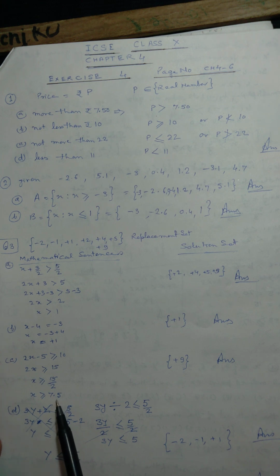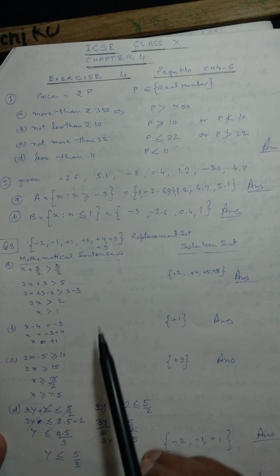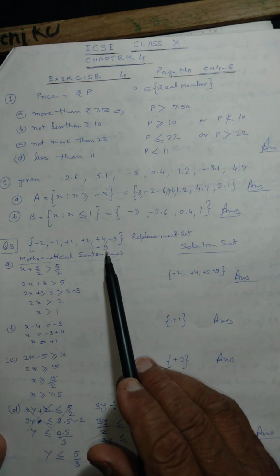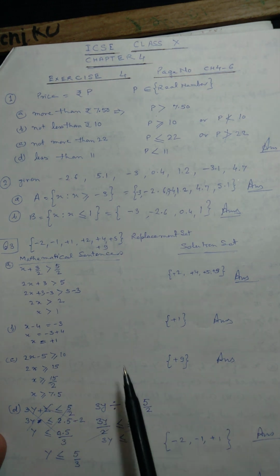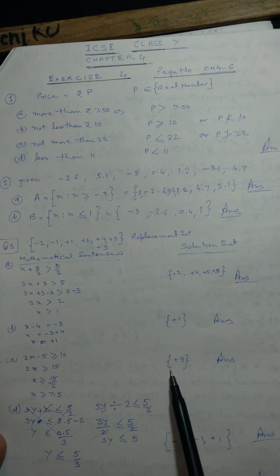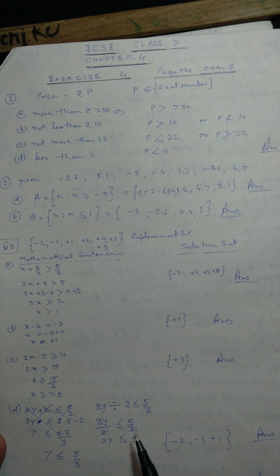So we will see in the replacement set what are the values which are greater than or equal to 7.5. You see, only 9 is the number. So therefore we will just write down the solution set will be plus 9.